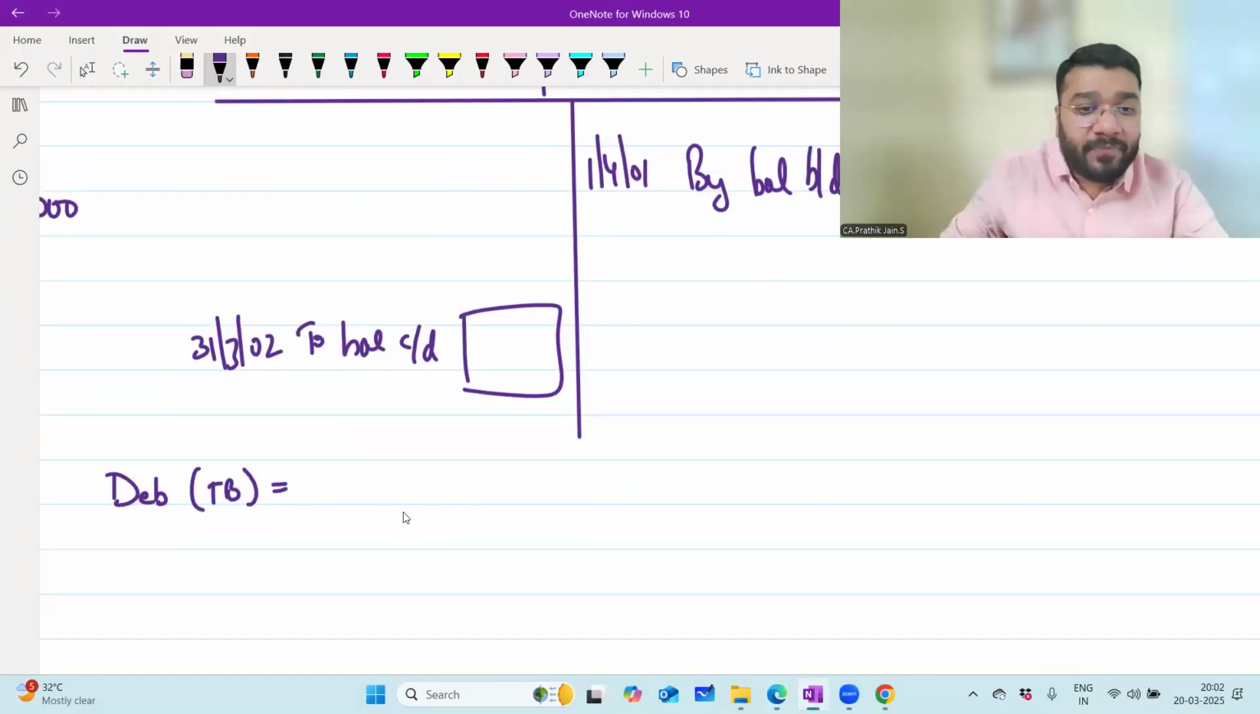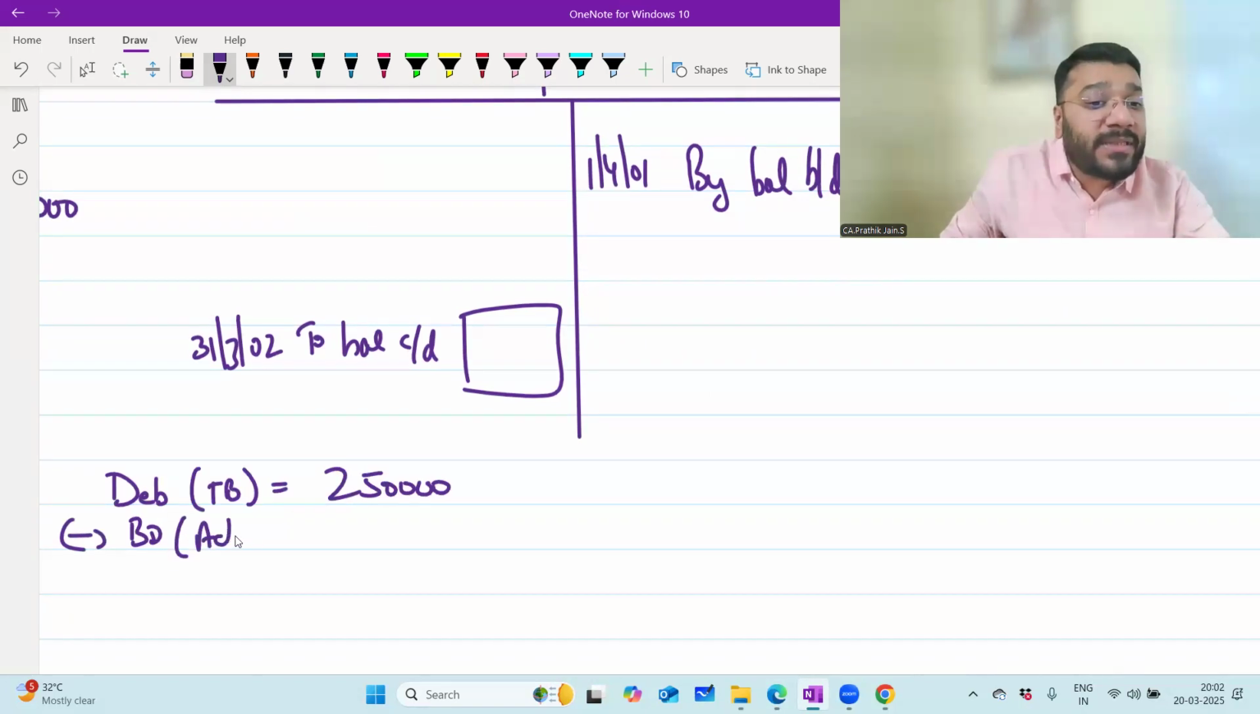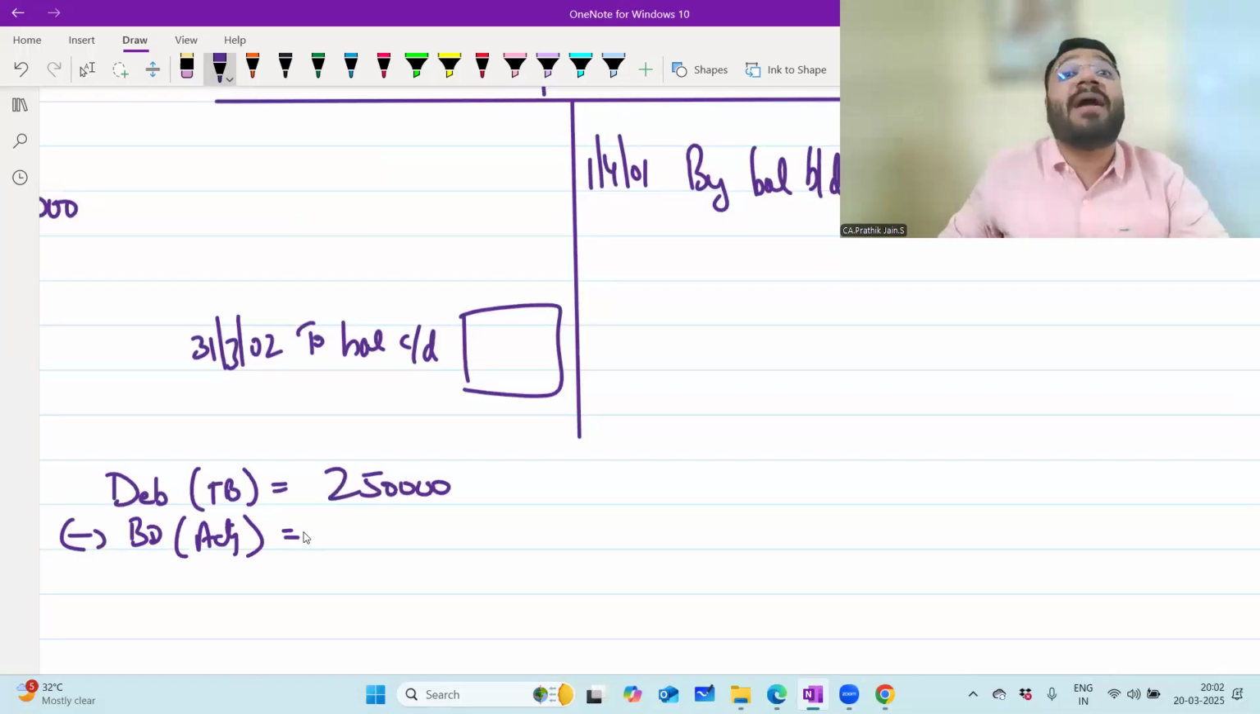2,50,000 rupees. From that, I have to minus three things. First, minus bad debt. Which bad debt? The bad debt which is given in the adjustment. Further bad debts we have to minus. In the adjustment, do you have any further bad debts?